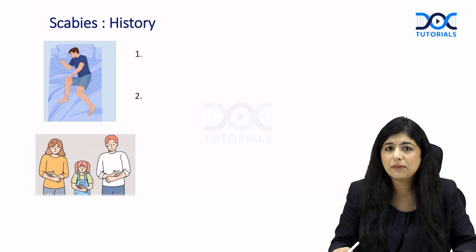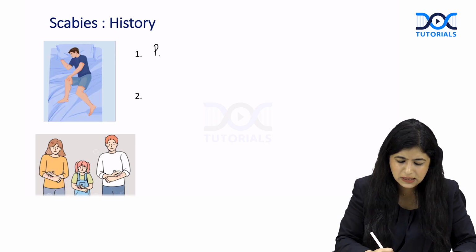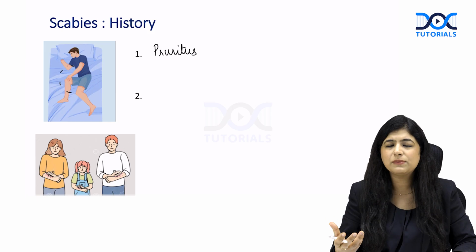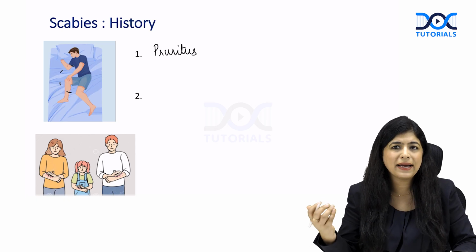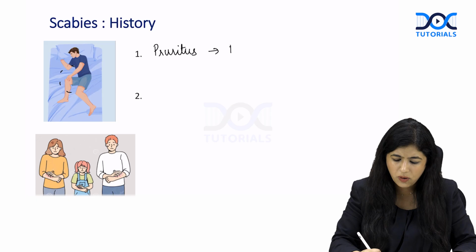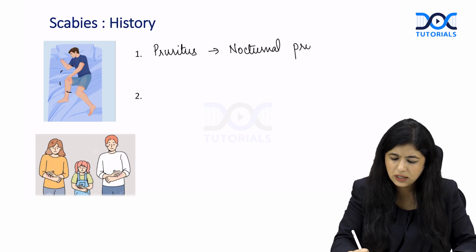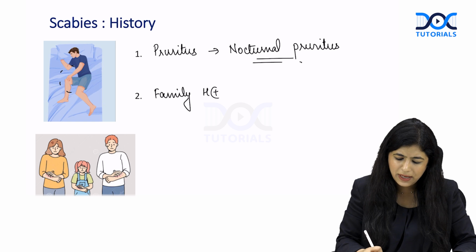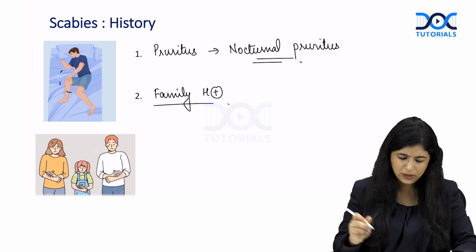The classic history that the patient gives us is pruritus. It is an itchy condition, and the pruritus is more when the patient sleeps in the bed and puts a blanket on their body. That is, itching is more at night. So this is called nocturnal pruritus, a very important hint towards scabies in your questions. Secondly, family members may have the disease at the same time, so you may get a positive family history.